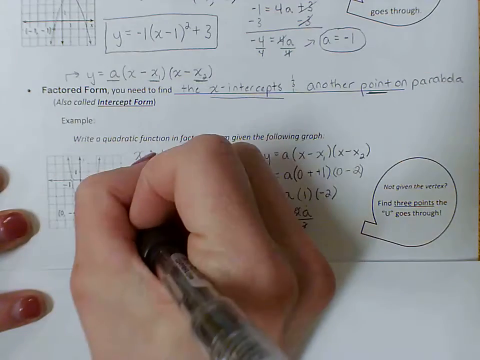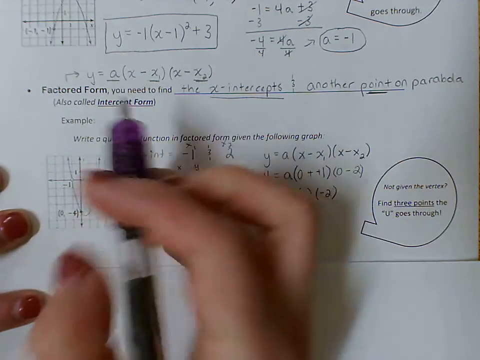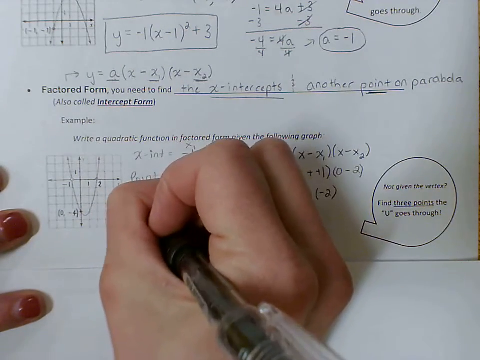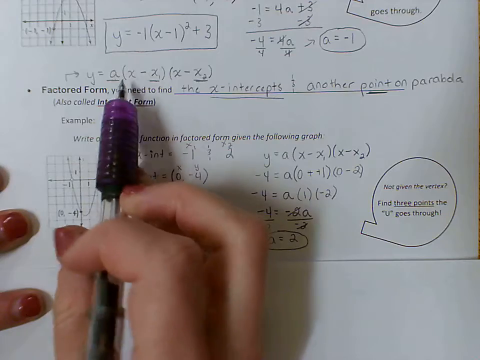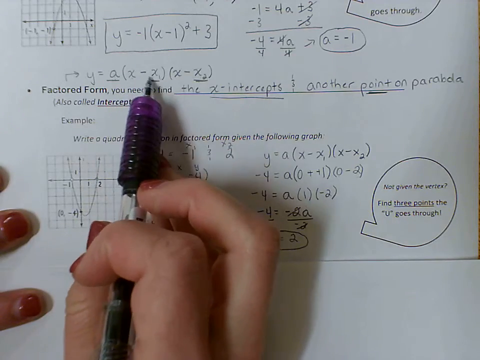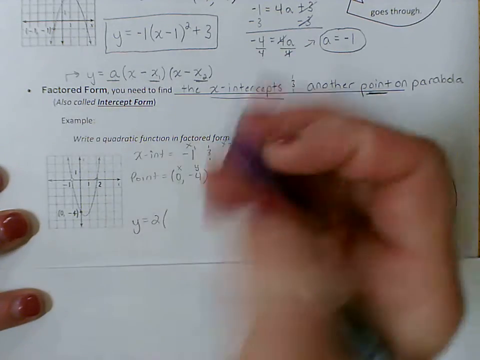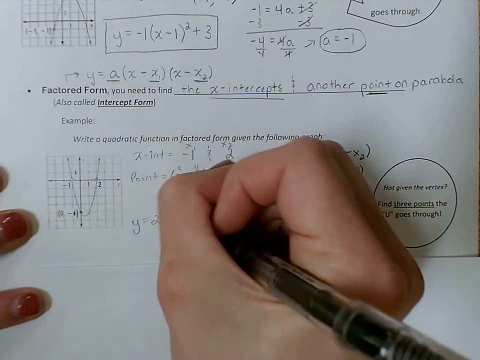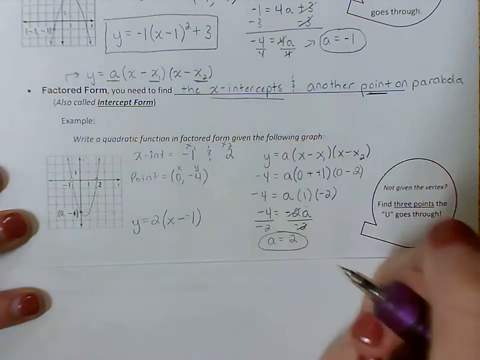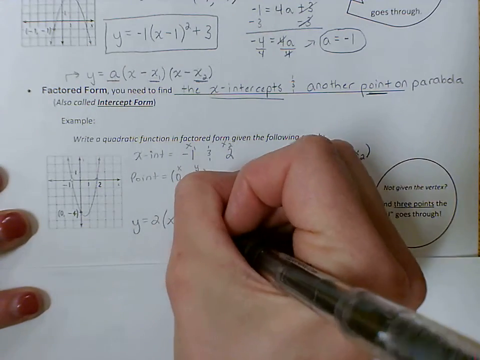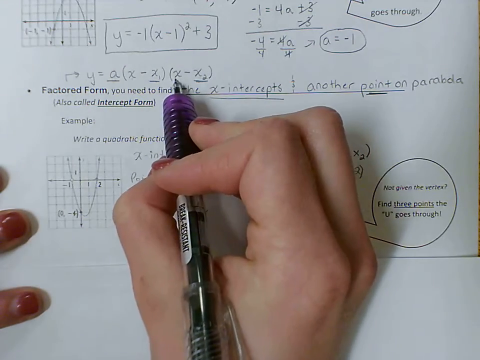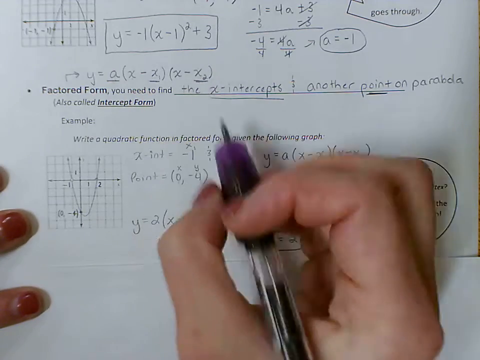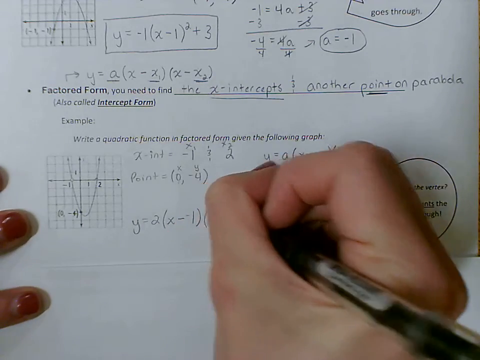Okay, so I'm going to plug in piece by piece. So I found my a. My a was 2, so that's the number that goes up front. And then it's x minus whatever my first x-intercept is. So it'd be x minus, my first x-intercept was -1. And so we'll have to simplify that in a second. And then it's going to be x minus, and then I put my other x-intercept, which would be 2.